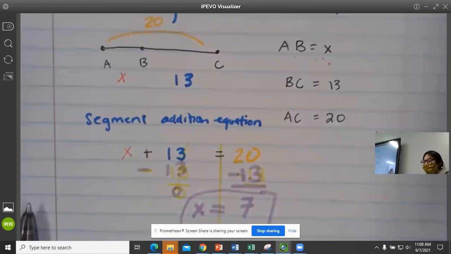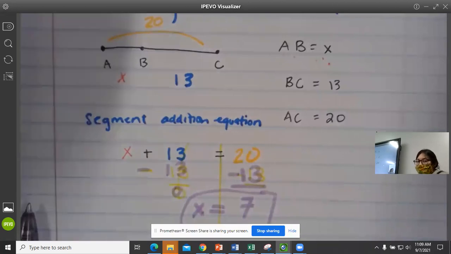Okay. So now let me show you another example. For this one, I'm going to ask you to label. I will walk around and then I'll put a check on your paper if you have done it correctly.